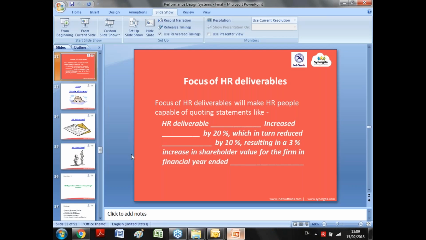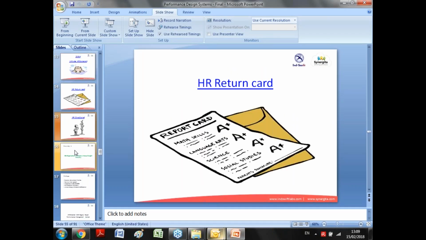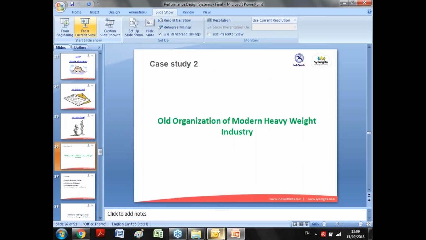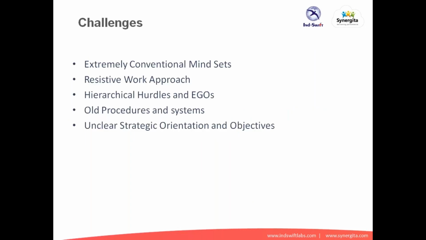In the second case study, the second organization was completely different. It was an old organization, but a modern industry, the pharmaceutical industry, which works to GMP standards and matches the regulatory concerns of the US FDA, MHRA, and all the developed countries. But this organization was very old. Here, extremely conventional mindsets were there. People were not willing to change, and people were not able to accept any new ideas.